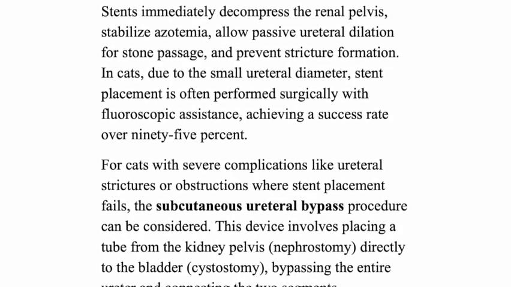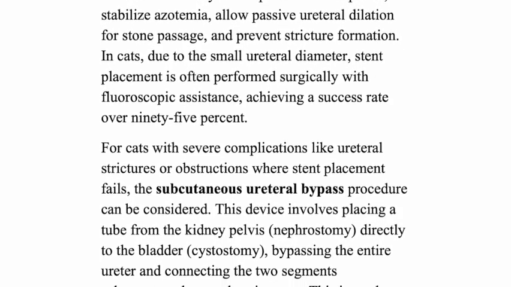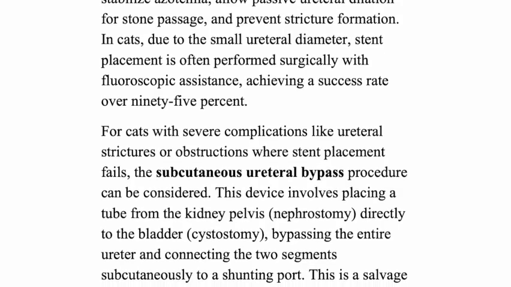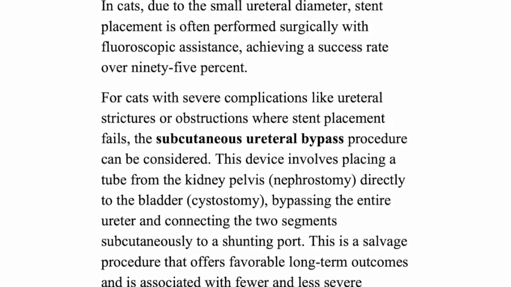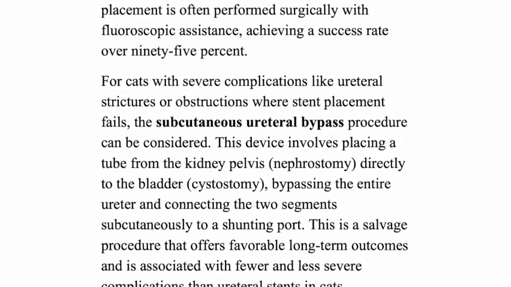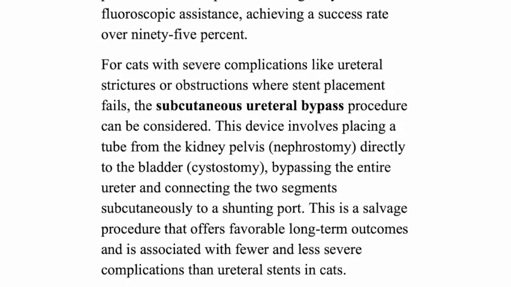For cats with severe complications like ureteral strictures or obstructions where stent placement fails, the subcutaneous ureteral bypass procedure can be considered. This device involves placing a tube from the kidney pelvis, nephrostomy, directly to the bladder, cystostomy, bypassing the entire ureter and connecting the two segments subcutaneously to a shunting port.